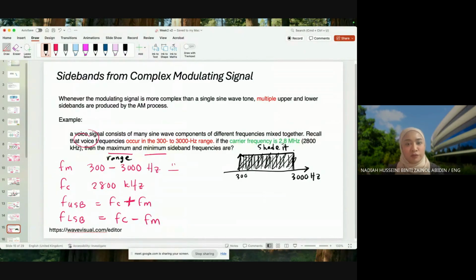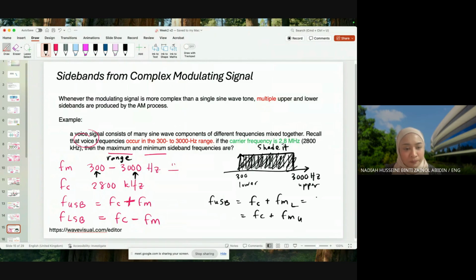Within this range is your voice. Your voice and my voice are different, we have different frequencies, but this range caters to everyone's voice. Now, how do we find the upper sideband and lower sideband? We take the boundaries: this is the lower boundary and this is the upper boundary. I'm working with the lower boundary first: FC plus FM lower boundary, and then FC plus FM upper boundary.